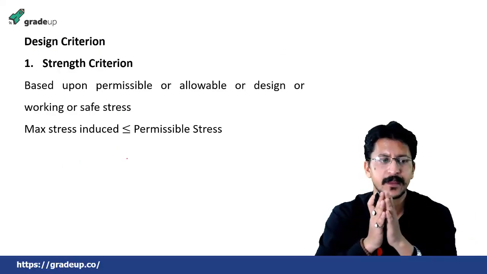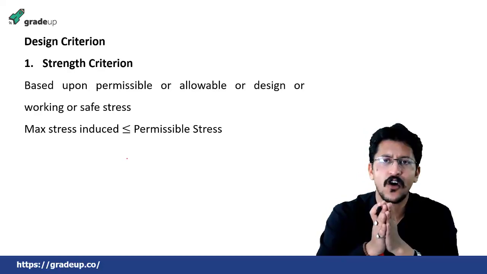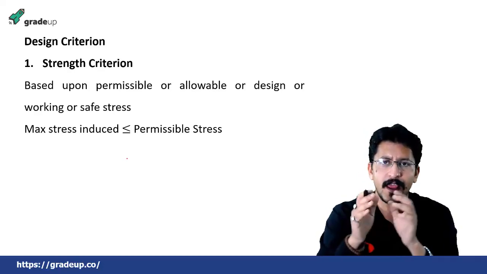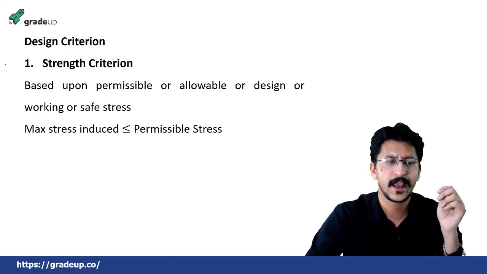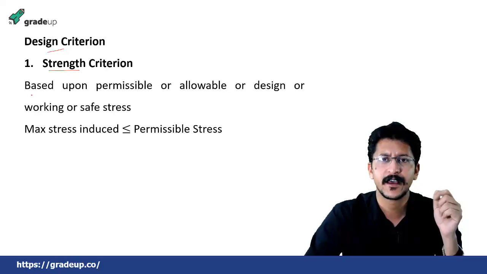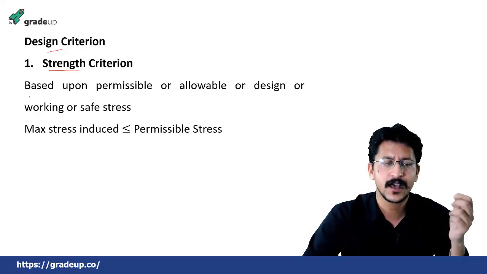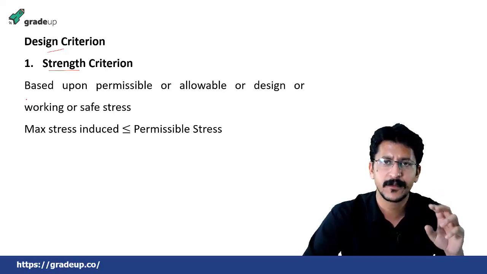Okay, then we move on to the criteria for designing any component or member or element. There are two criteria for design. The first is based on the strength criteria and the second is based on the rigidity criteria. Okay, so we will take them one by one.